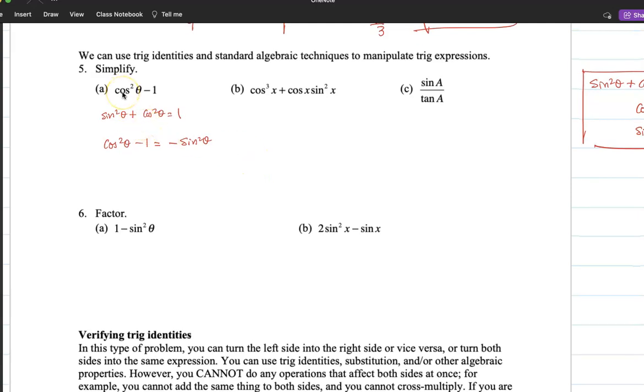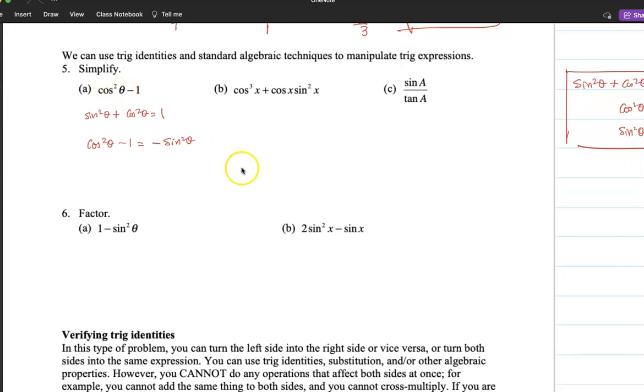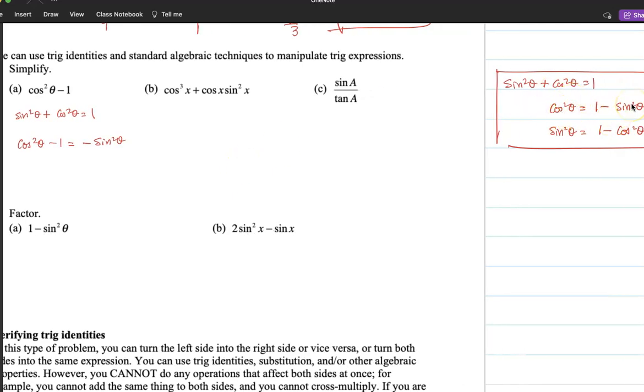So you can write cos square theta as 1 minus sin square theta. Suppose you learn that up. Then cos square theta minus 1 becomes 1 minus sin square theta minus 1. When you open the bracket, plus 1 minus 1 cancel, so you're left with minus sin square theta. You can do it like this.